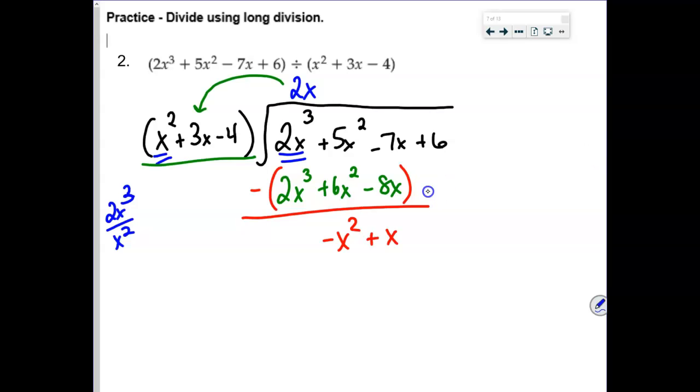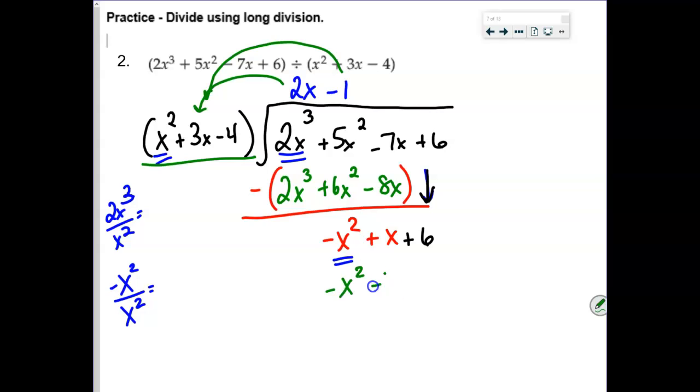Good. Bringing down your last term. And then we're going to be done after this next step. So negative x squared, the new lead term, divided by the positive x squared from the divisor comes out to negative 1. All right, let's do this. Negative 1 times this is negative x squared minus 3x plus 4.